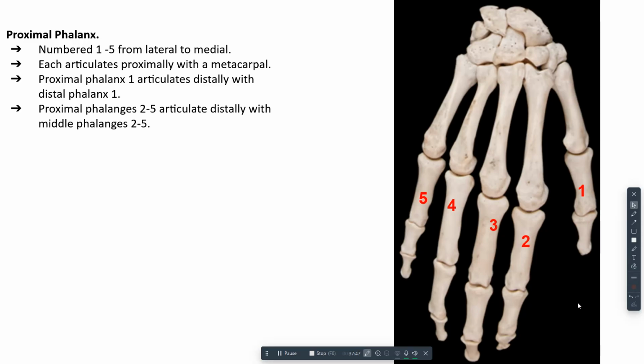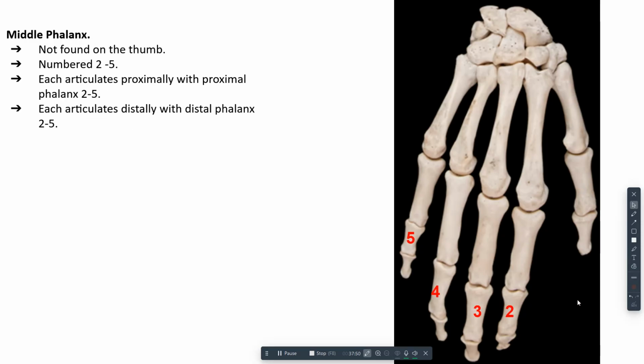There we go. All right, let's jump to the middle phalanges. There is no number 1 because the thumb doesn't get a middle phalanx. There's only the proximal and distal phalanges here. There's no middle one. So I'm going to have a 2nd through 5th middle phalanx. They're articulating with my proximal phalanges as well as my distal phalanges.